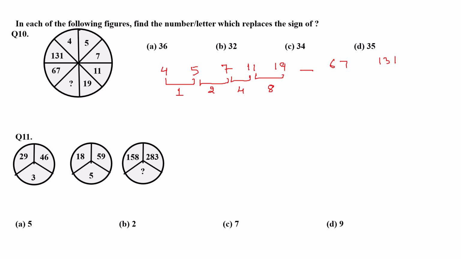19 minus 11 is 8. Here I don't know. And next, 67 and 131. If you find out the difference, it is 64. Now you observe these numbers carefully, isn't it?